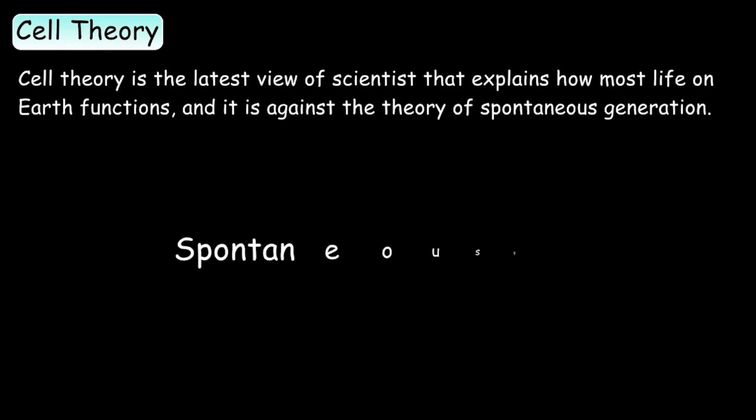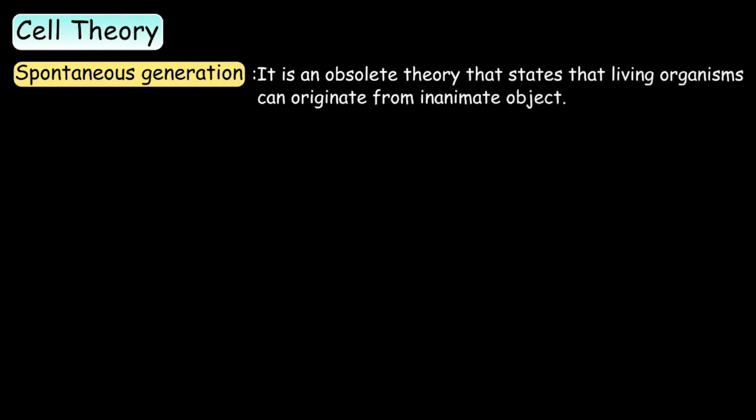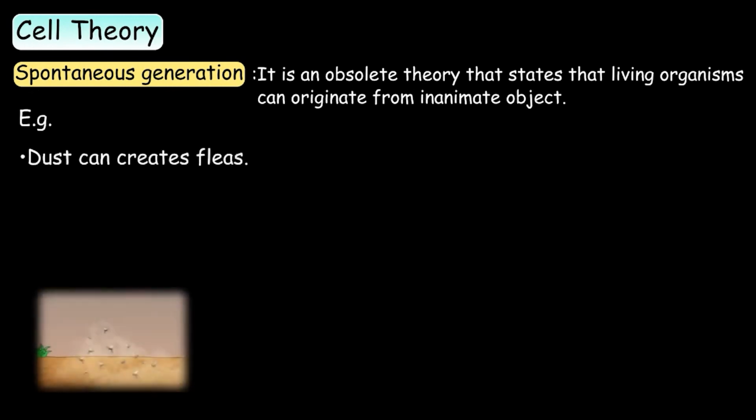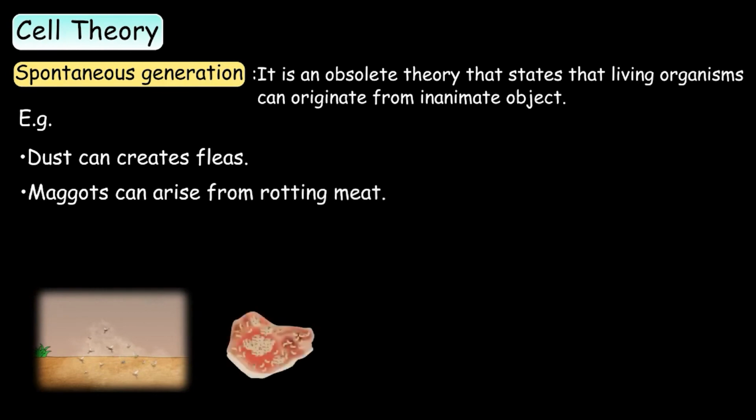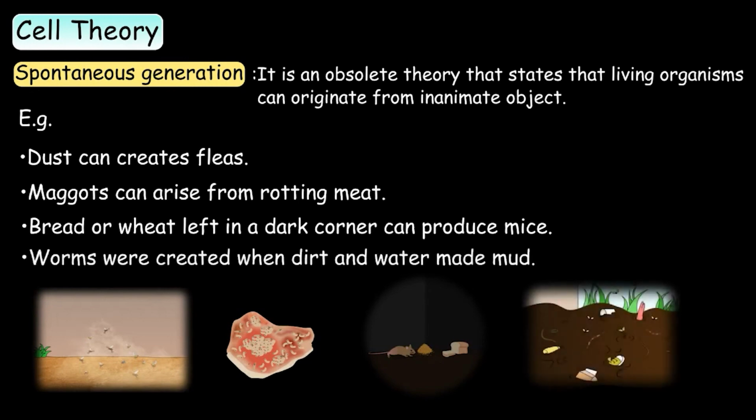Do you know what the theory of spontaneous generation is? It is an obsolete theory that states that living organisms can originate from inanimate objects. For example, dust can create fleas, maggots can arise from rotting meat, bread or wheat left in a dark corner can produce mice, and worms were created when dirt and water made mud. So, this is about living organisms originating from inanimate objects. It is an obsolete theory known as the theory of spontaneous generation.